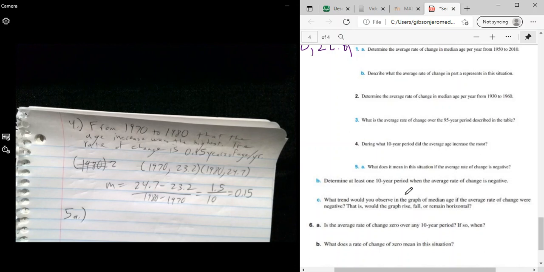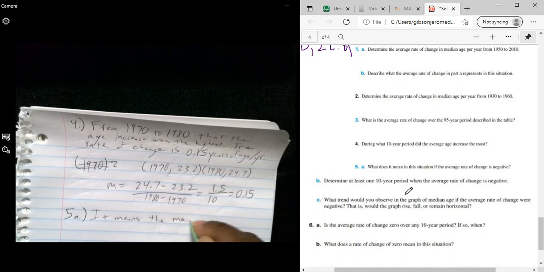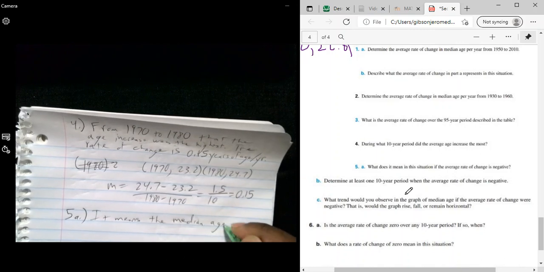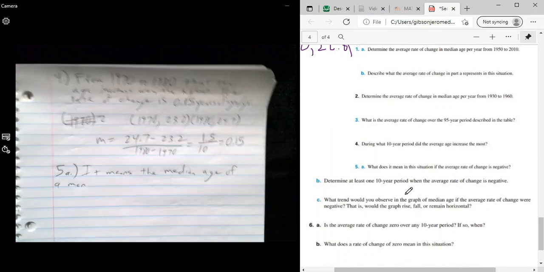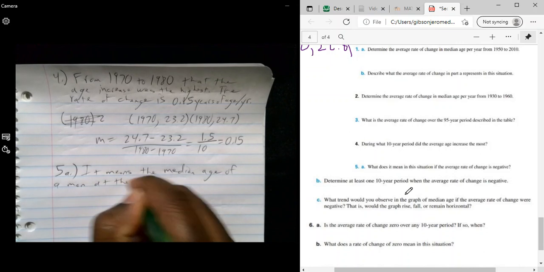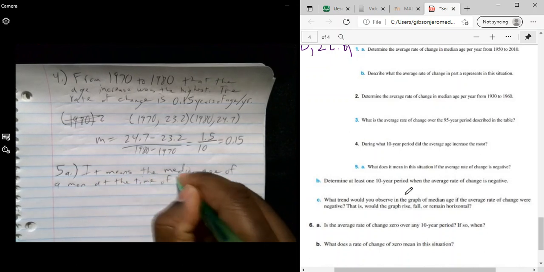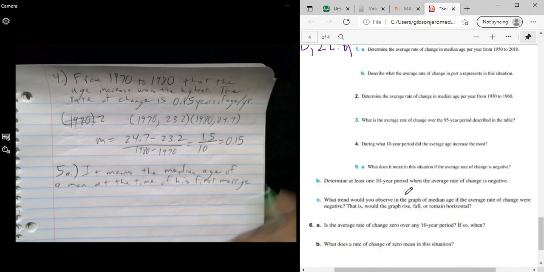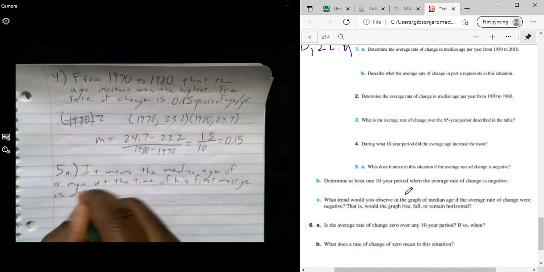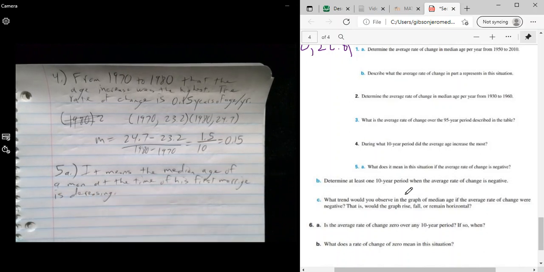Okay. Basically, it means the median age of a man at the time of his first marriage is decreasing. So that would mean that the man is getting married at even a younger age.